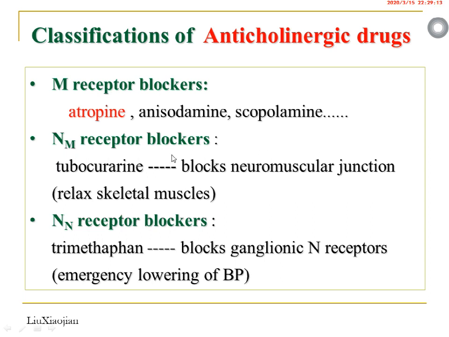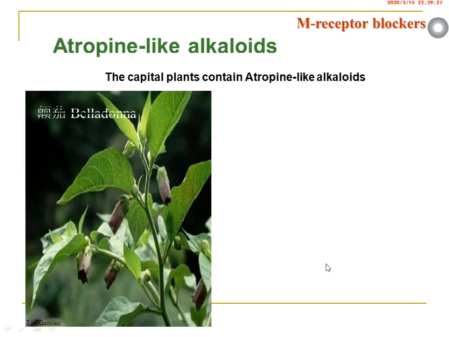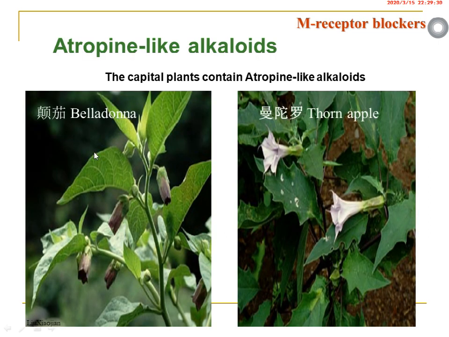Among the M receptor blockers, you will study atropine. Another drug can block the neuromuscular junction NM receptor. And NN receptor blockers, such as trimethaphan, block the NN receptor in ganglia. So here, you mainly study M receptor blockers.